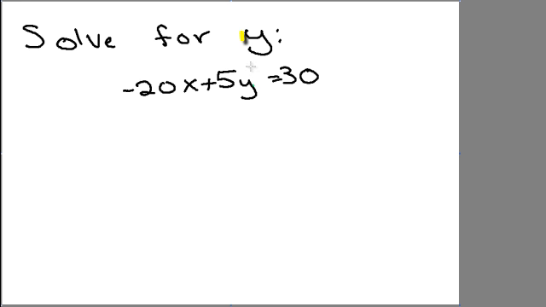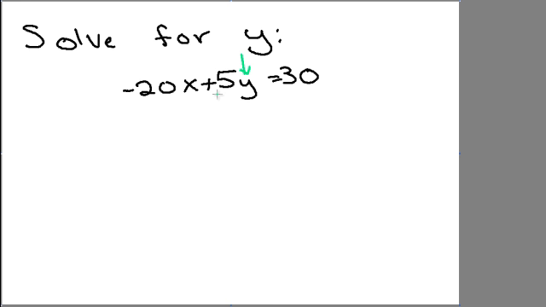Alright, so we're looking for y. So this is what I want to stay stationary. I do not want this to move anywhere. I want it to end up all by itself. So I've got to move everything else around it to the other side of my equal sign. Just like in solving our equations, we're going to get rid of whatever's added or subtracted first.